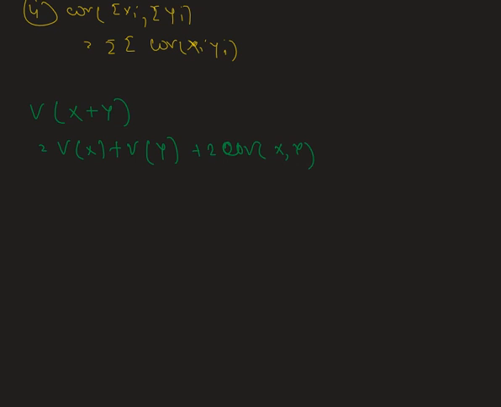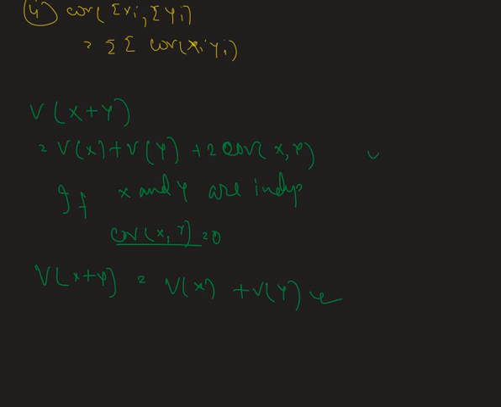Okay, if x and y are independent, then we know that covariance of xy is going to be 0. Therefore, variance of x plus y is equal to variance of x plus variance of y. So these points should be known to the students. So that's all for today.